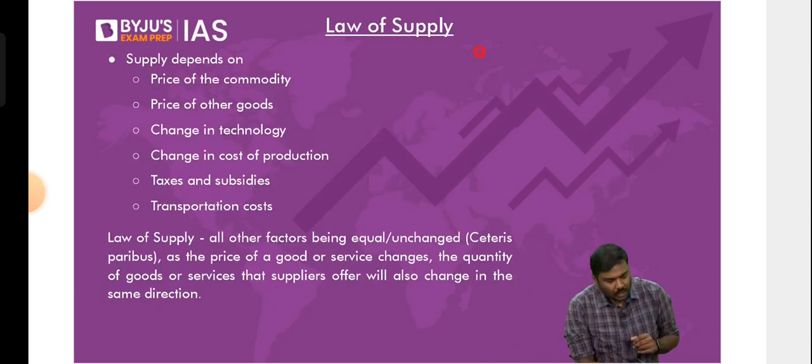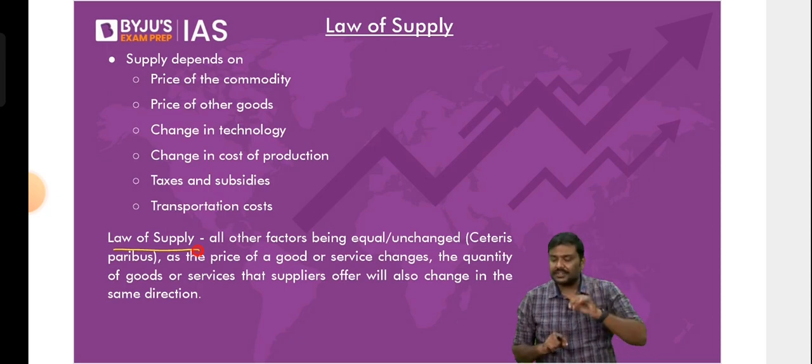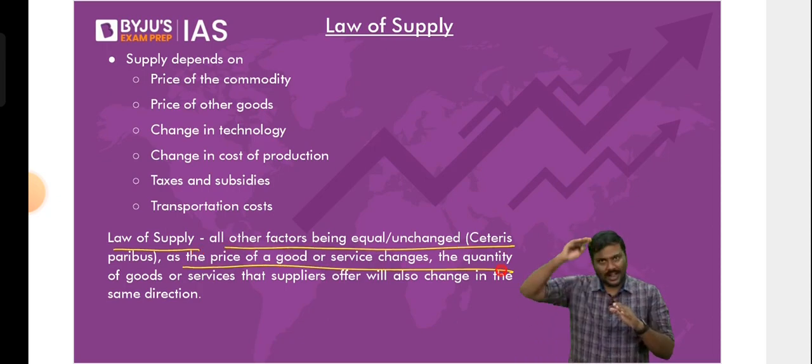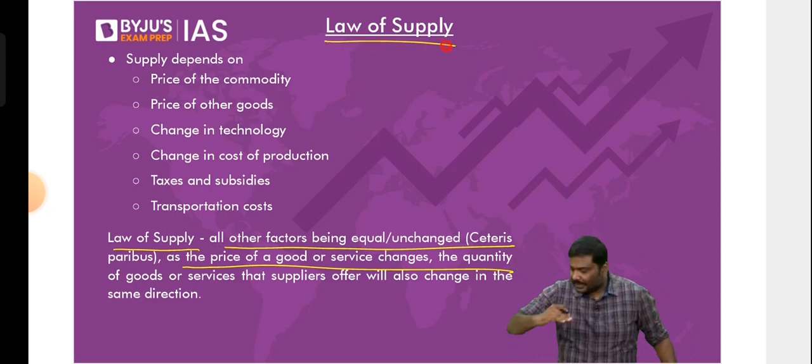What do you mean by law of supply? The law of supply states that if all the other factors remain unchanged, ceteris paribus, I repeat, if all the other factors remain unchanged, in such cases, if the price of the good rises, then the supply of the good will also rise.